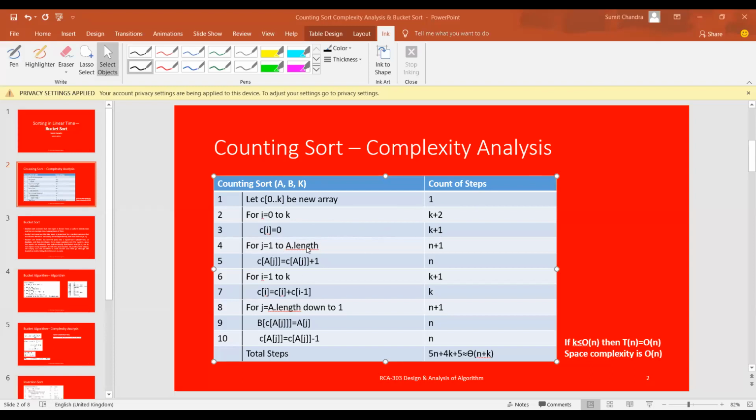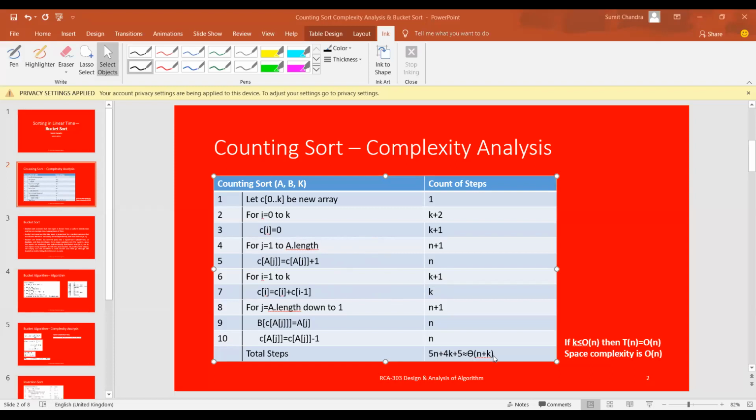Then this loop will run for n plus 1 times because length of A is n. And this statement will run for n times. And this is running for K plus 1 times, and inside it K times. Similarly, when we count, we get 5n plus 4K plus 5. After ignoring all the constants, it will be approximately equal to theta of n plus k.